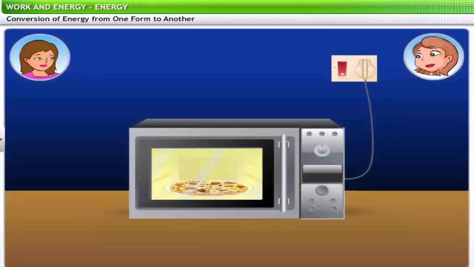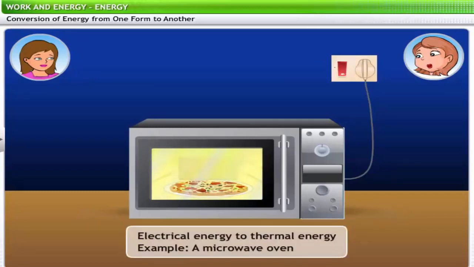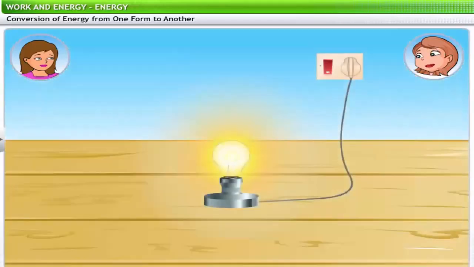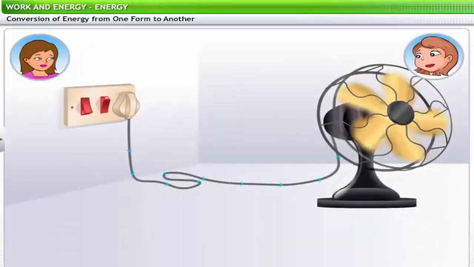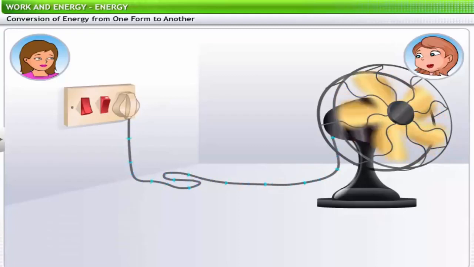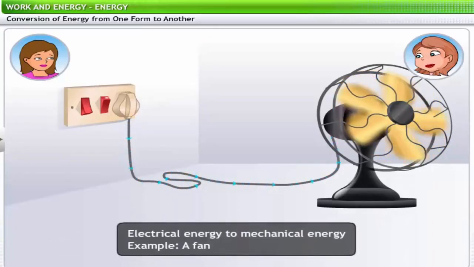For example, in a microwave oven, the electrical energy is converted into thermal or heat energy. This heat produced in the oven enables us to bake food in the oven. An electric bulb is another example where electrical energy is converted into light energy, as well as heat energy. What about a fan? In a fan, electrical energy is converted into mechanical energy.